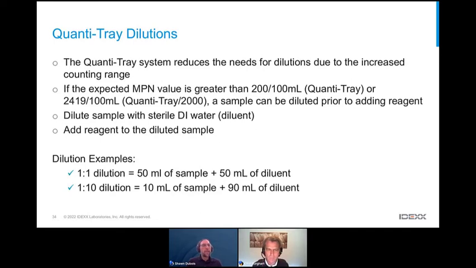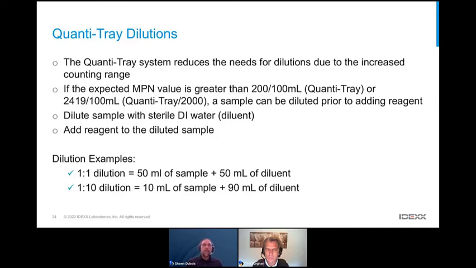Okay, switching back to Quanti-Trays. The advantage of the Quanti-Tray quantification system over membrane filtration or even multiple tube is the counting range that is available. The 51 well Quanti-Tray will allow an MPN result of up to 200 per 100 ml sample, and the Quanti-Tray 2000 gives you a counting range of over 2,400. Having these large value ranges reduces the need for doing dilutions, whereas with membrane filtration, you might have to do 2 or 3 dilutions per sample in order to get a usable number.